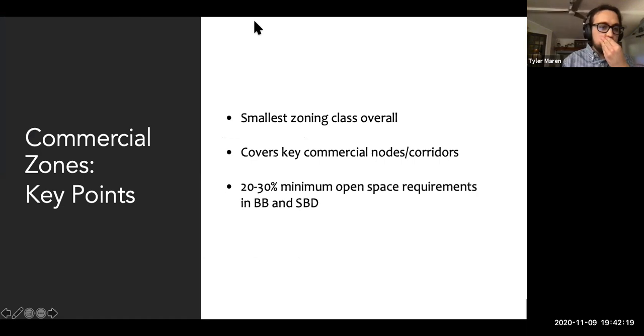Okay, so the next section is on commercial zoning. At this point, does anyone have any questions or comments? I figured we could stop after each section. If people aren't commenting, we can wait till the end of the whole zoning section, but you can just get a feel for that.